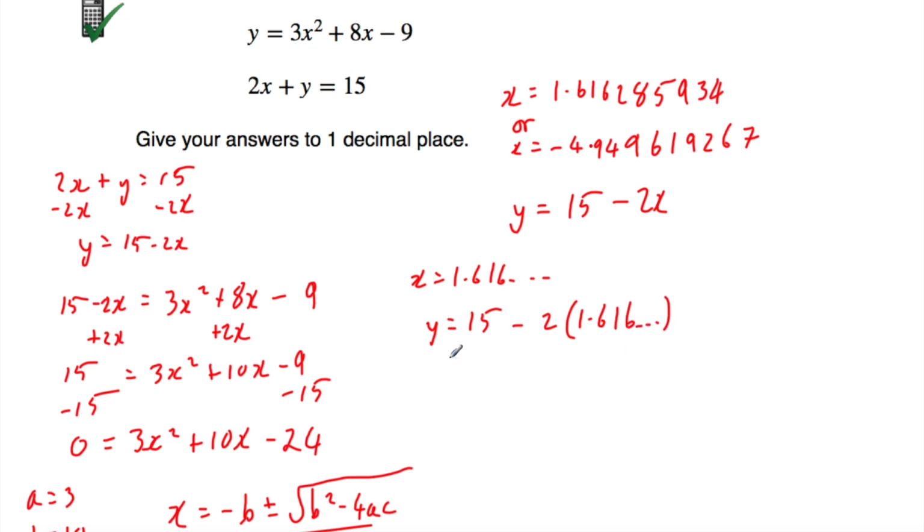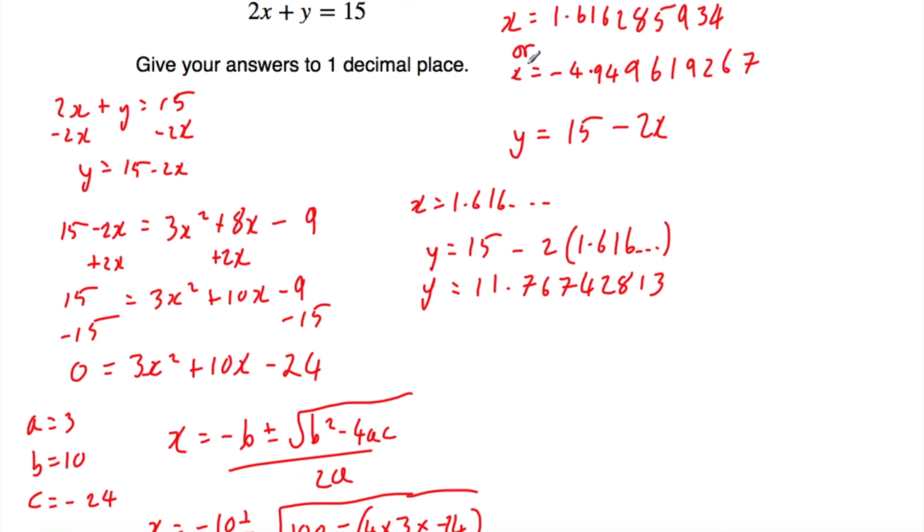So let's type that into our calculator. So 15 subtract 2 times 1.616285934 is equal to 11.767428813. So we've got a pair of solutions there. X equals 1.616 and so on, and y equals 11.767 and so on.